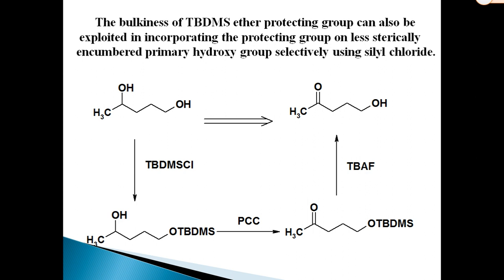Second, the bulkiness of the tertiary butyldimethylsilyl ether protecting group can also be exploited in incorporating the protecting group on the less sterically encumbered primary hydroxyl group selectively using silyl chloride. See here, this is the primary hydroxy group. Here, we are applying this bulky silyl chloride. This tertiary butyldimethylsilyl chloride adds on this primary hydroxy group. So this hydroxy group gets blocked.